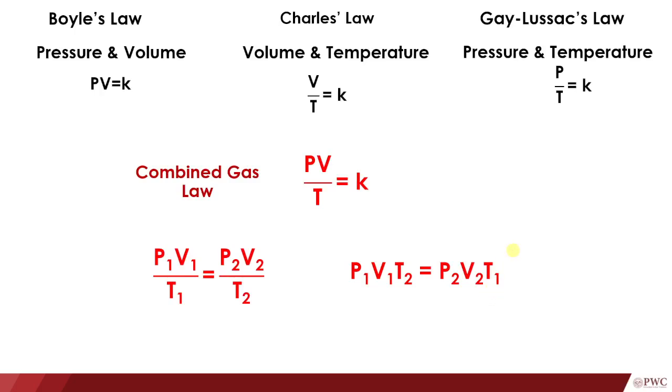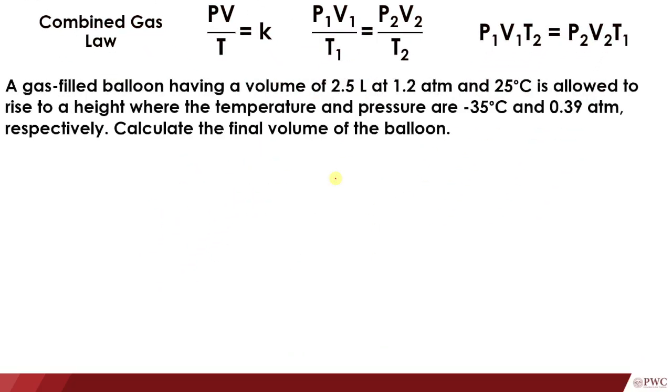Again, this just combined the pressure, volume, and temperature relationship. Now again, we have this formula. Just remember this one: P1 times V1 times T2 is equal to P2 times V2 times T1. We can use this formula over here.